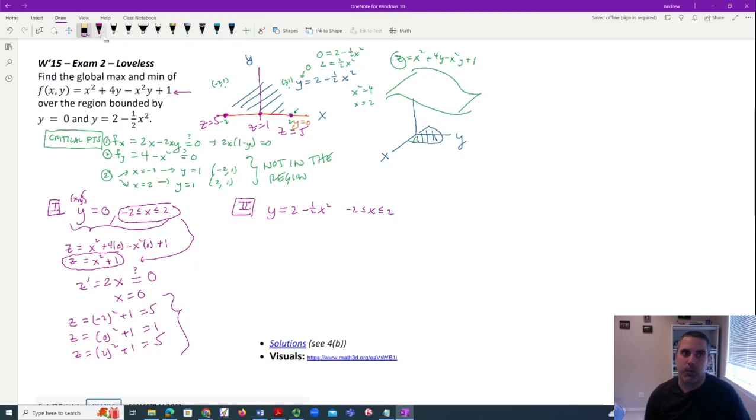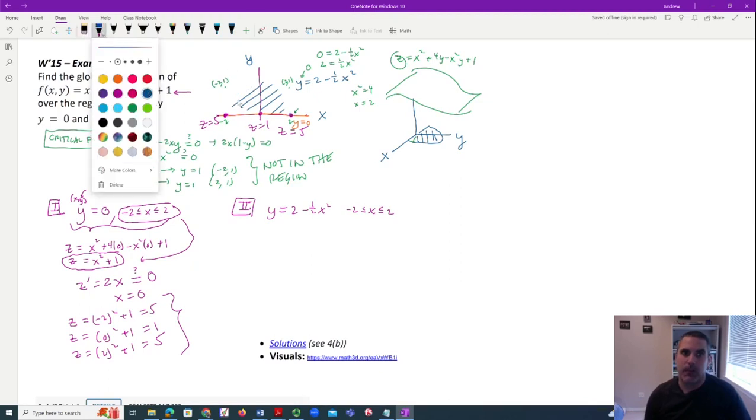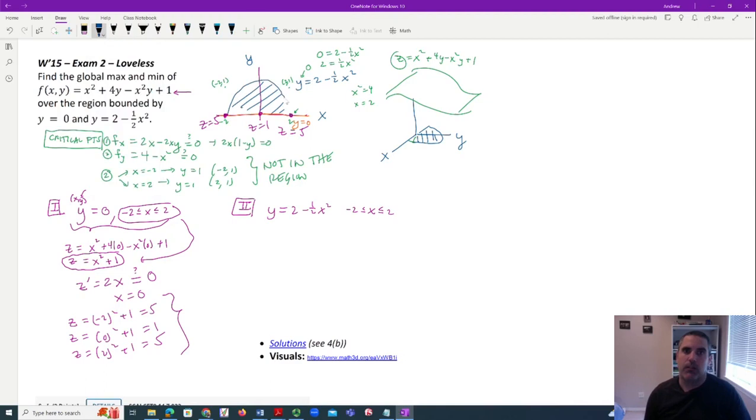So it's, like I said, mostly about organization. You just go, okay, for each side, I'm going to do a one variable calculus problem. And how do we do one variable calculus problems? We take the derivative, set equal to 0, and we plug in the endpoints and the critical numbers.